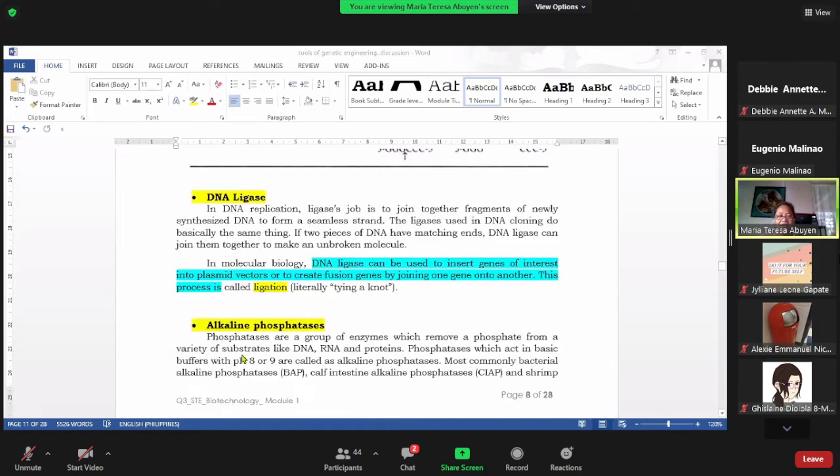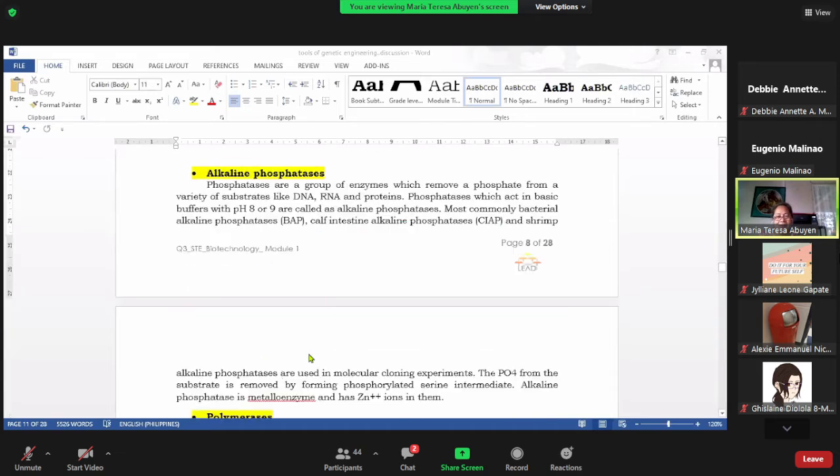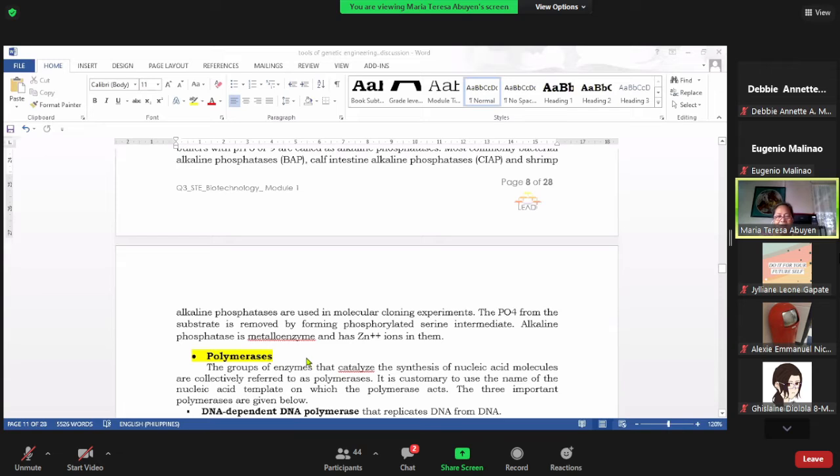Okay? So, another is the Alkaline Phosphatases. This is a group of enzymes which remove a phosphate from a variety of substrates like DNA, RNA, and proteins. Remove a phosphate from a variety of substrates. Okay? So next, we have polymerases.